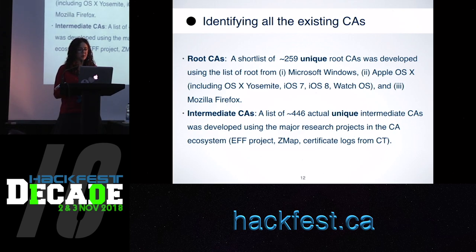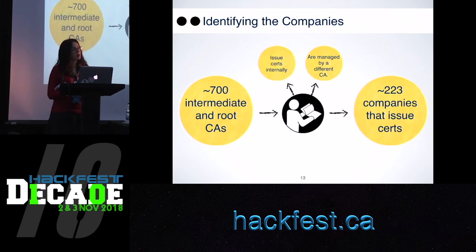So I used the other major research project, EFF, CMAP, and Certificate Transparency from Google, and I got a short list of 446 unique intermediate CAs. So we have around 700 root and intermediate CAs. We want to identify the companies, those ones that issue certificates, because there are a lot of them that don't issue. And so to do that, I went to each and every one of them manually.